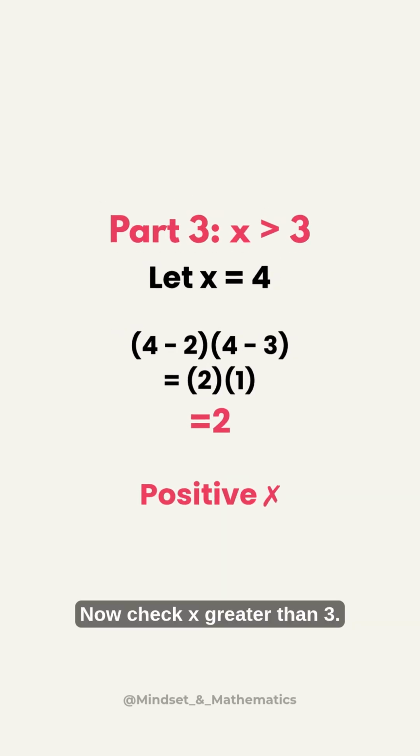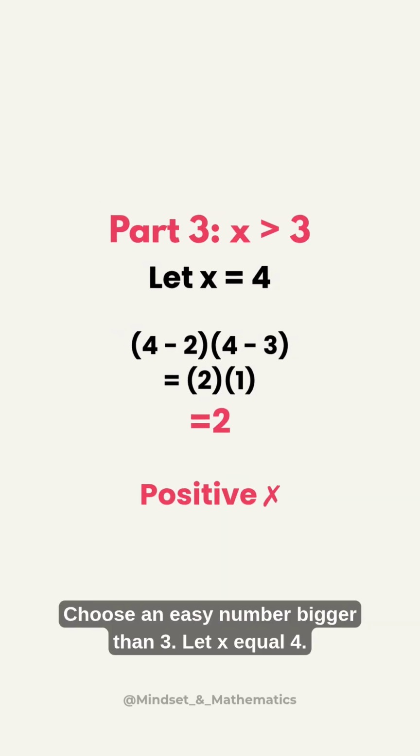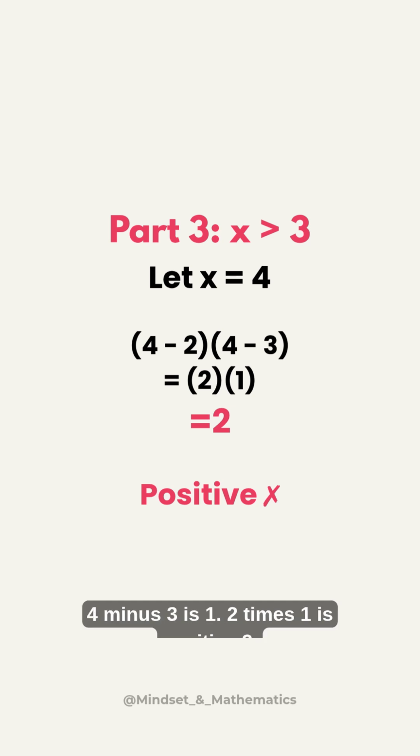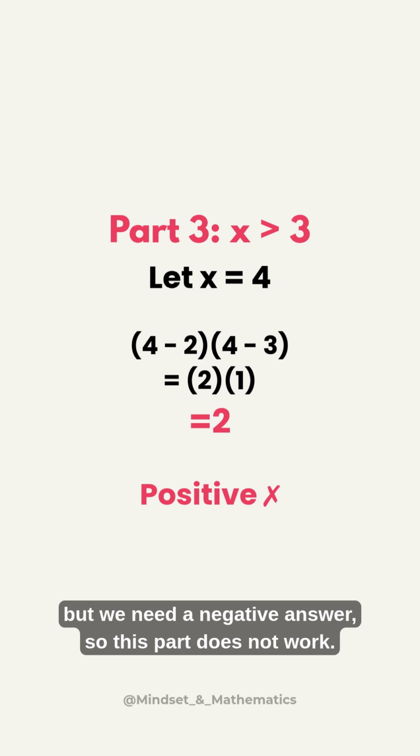Now check x greater than 3. Choose an easy number bigger than 3. Let x equal 4. Now put 4 into the factored expression. 4 minus 2 is 2. 4 minus 3 is 1. 2 times 1 is positive 2, but we need a negative answer, so this part does not work.